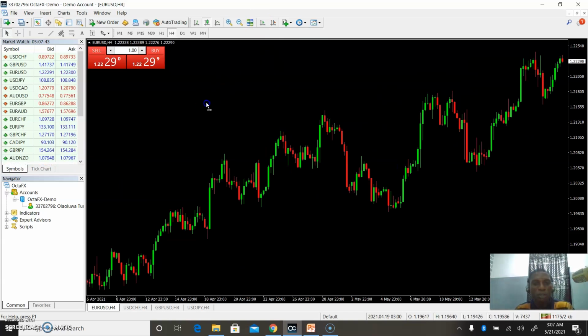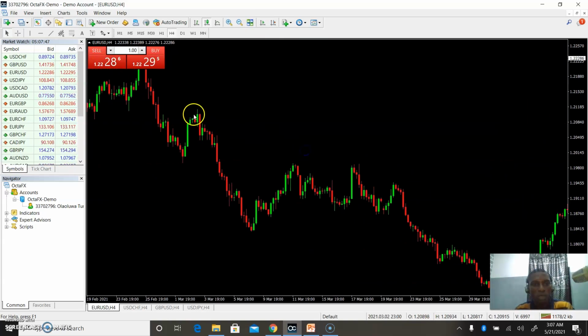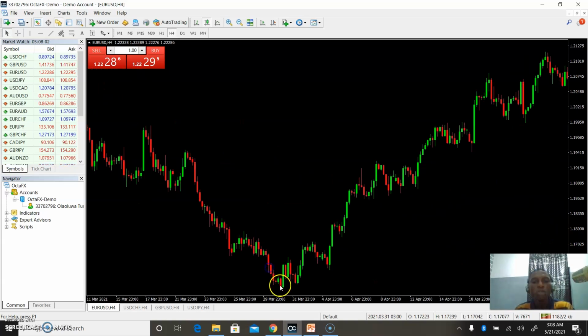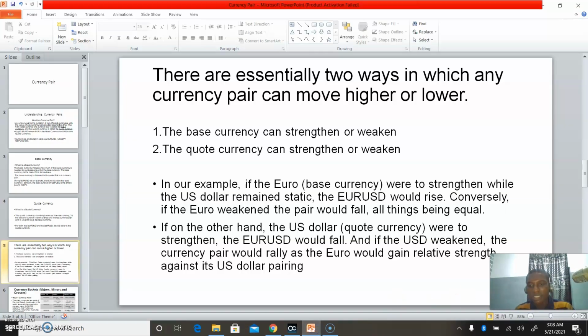Let me show us some fantastic charts here. So good. As you can see here, look at it. The quote currency here is strengthened, which is the dollar. The dollar gained more strength against the euro, and you can see there was a downtrend. Do you get it now? So at this point, the euro gained more strength against the dollar, and there was an uptrend. So this is how currency pairs are used and how they relate.